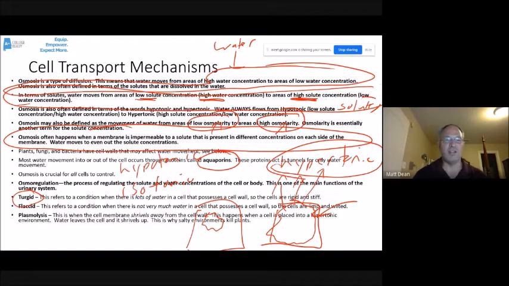Yet another way to define osmosis. Osmosis is the movement of water from hypotonic areas to hypertonic areas. Areas with lower solute concentrations and higher water concentrations to areas of higher solute concentrations and lower water concentrations.